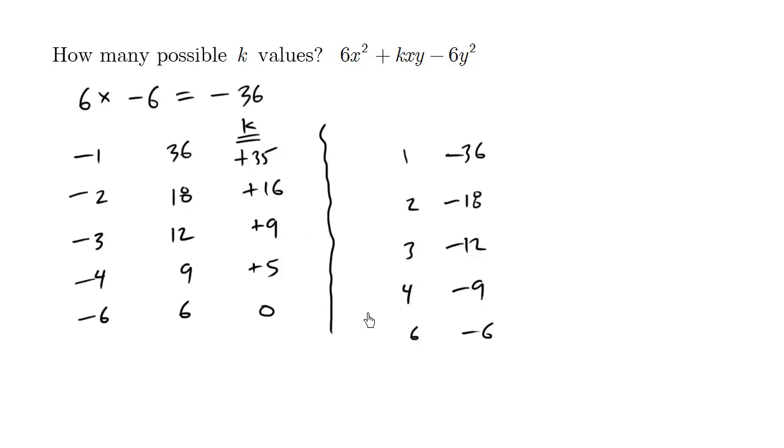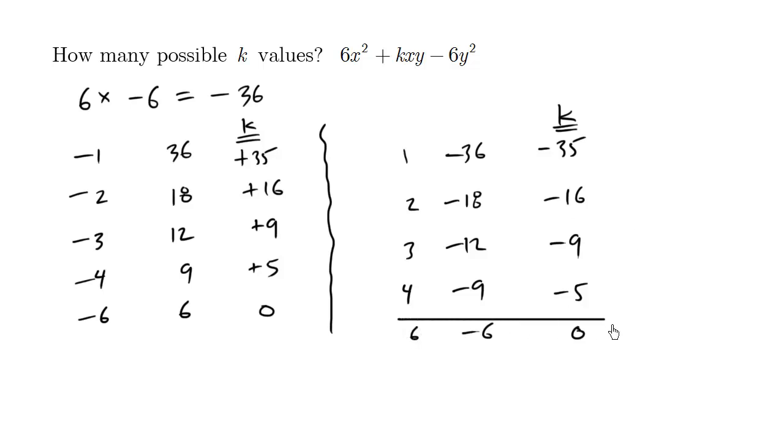However, there's something tricky about this question here. See, when we move the sign over to the right, we do in fact generate -36. But what ends up happening is when we add these two numbers, we get -35, -16, -9, -5, and 0 again. Notice how I'm just copying these numbers over and putting a negative sign here. So these are different k-values. But we can't say there's 1, 2, 3, 4, 5 times 2 k-values. There's not 10 k-values. There's actually 9.